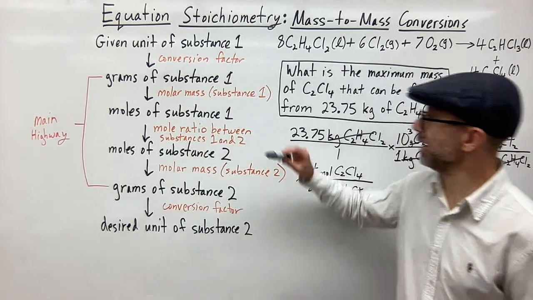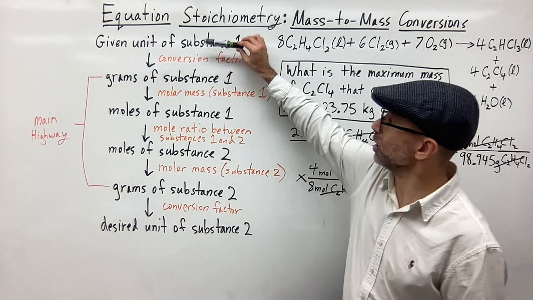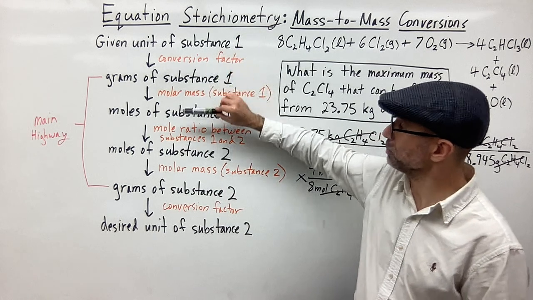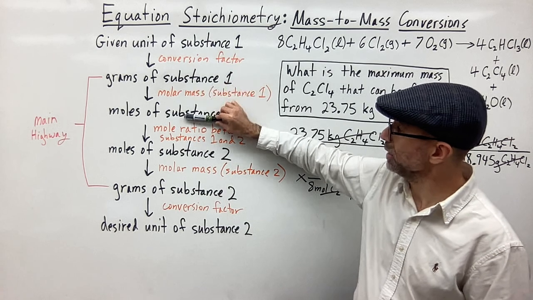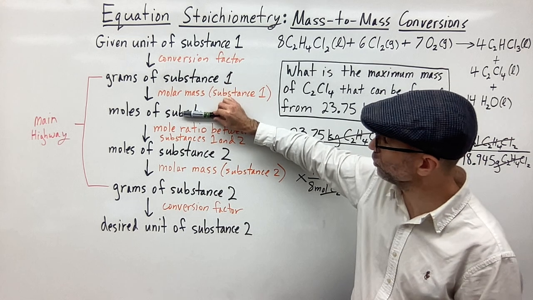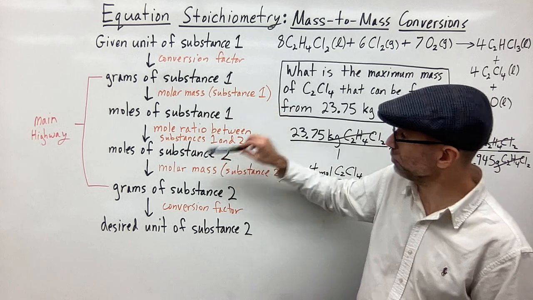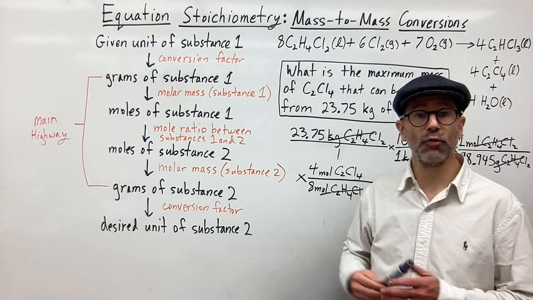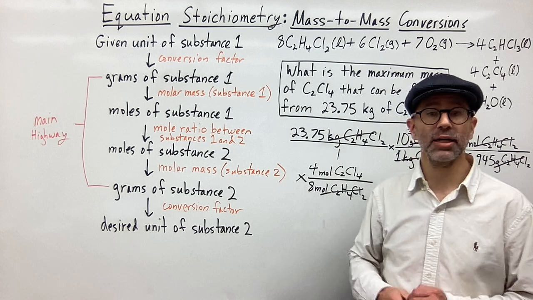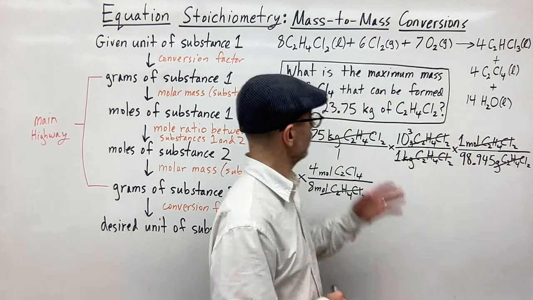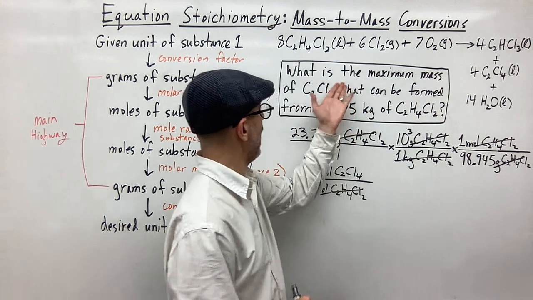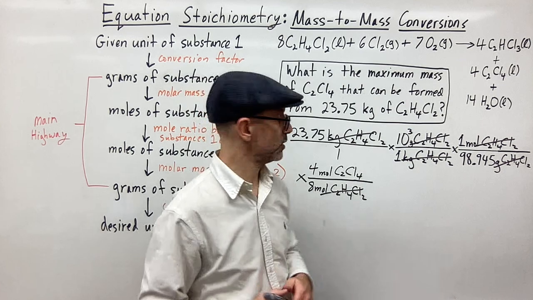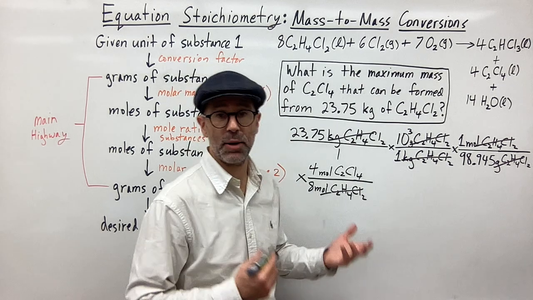Now look where I am. I've gone from the unit in kilograms to grams, then from grams to moles using molar mass. Now I've converted moles of substance 1 to moles of substance 2 using the mole ratio. Now I can go from moles to whatever unit they're asking me. In this case, they didn't really give me a unit. They just said mass, maximum mass. Since they give us kilograms, we're going to convert it back to kilograms.